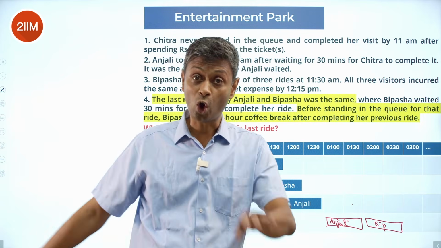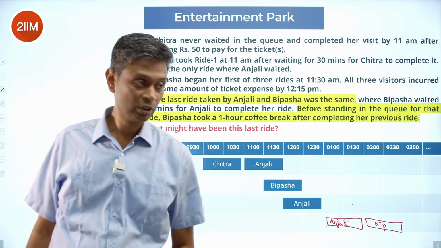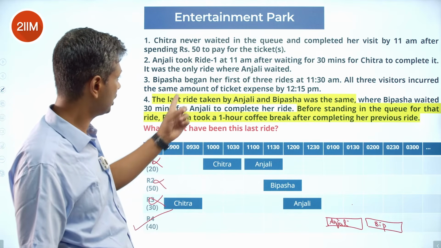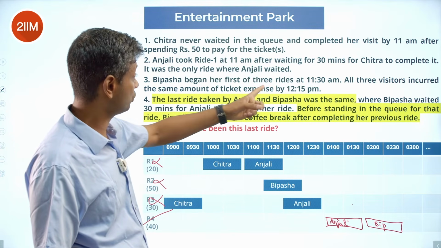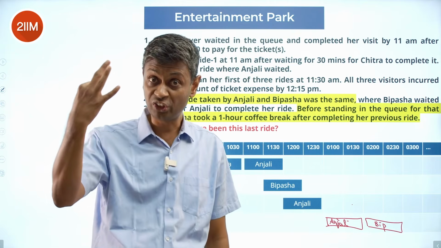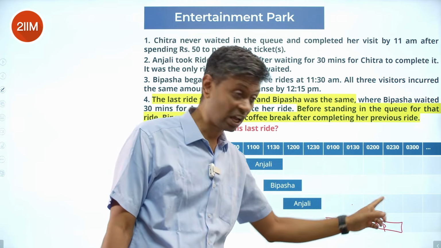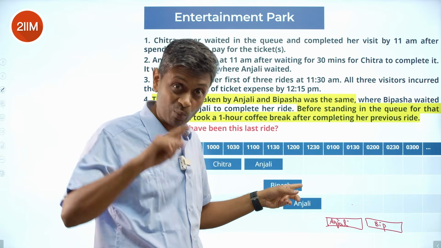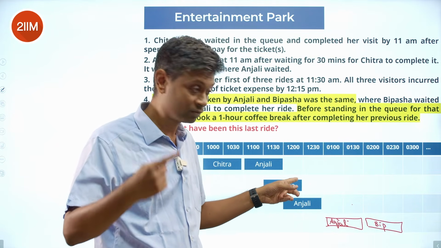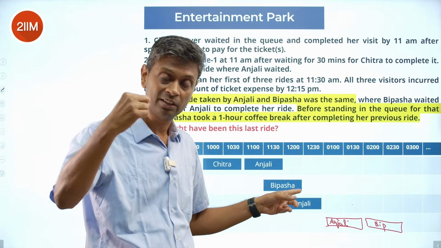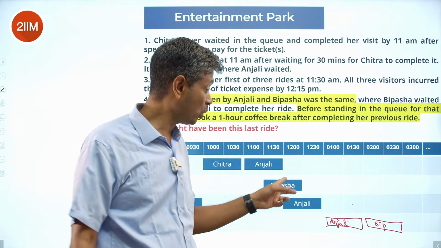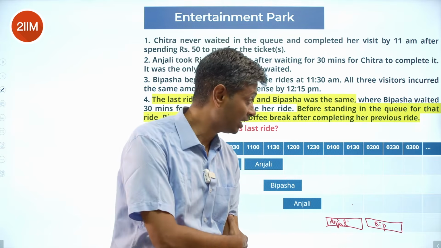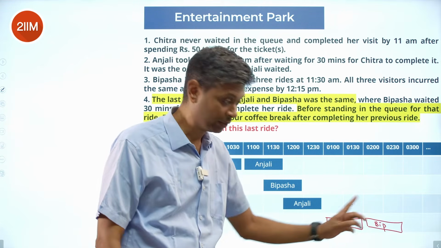finishes with R4. All good, except Bipasha does 3 rides. That is given in the question. It says Bipasha began her first of 3 rides at 11:30 am. She had done 3 rides. This is her third and last ride. So 11 to 12, a 1 hour coffee break, 1 hour of another ride, and half an hour of wait. 2.5 hours later, 2:30 is when she could have started her third ride earliest. So this is not the sequence.